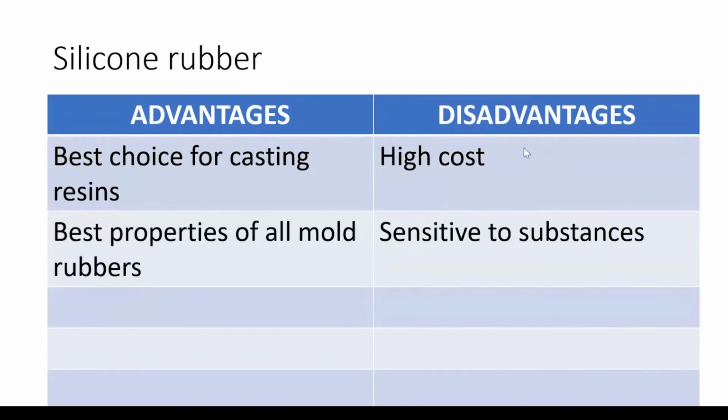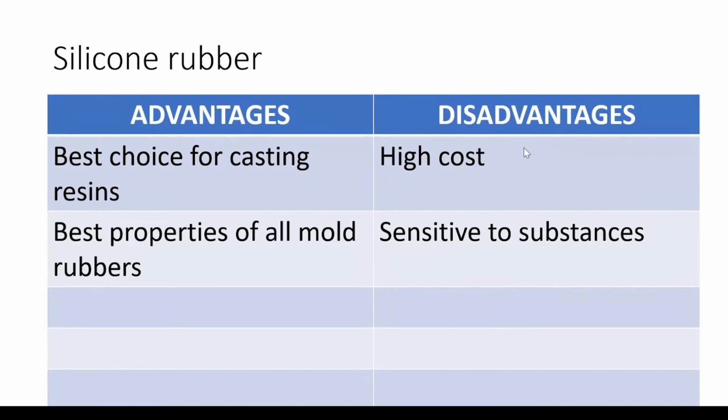The next kind is silicone rubbers. The advantage of this type is that silicone rubber has the best release properties of all the mold rubbers. The combination of good release properties, chemical resistance, and heat resistance makes silicone the best choice for production casting of resins. The disadvantages of this kind of rubber are that silicones are generally high in cost, and they are also sensitive to substances and do not have a long shelf life.